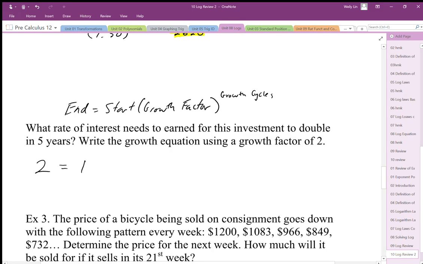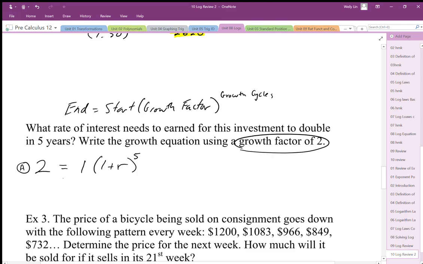We could do any ratio you want. We could do 200, 100, it doesn't matter. My growth factor, I'm doubling, so I'm going to times by 2 every time I go through my growth cycle. And I want this investment to double in 5 years. The first part asks, what is the interest rate? So I want to write it like this. There's my interest rate, and I want this to double in 5 years. So this is part A. I need to solve for the rate that will go from 1 to 2 in 5 years.